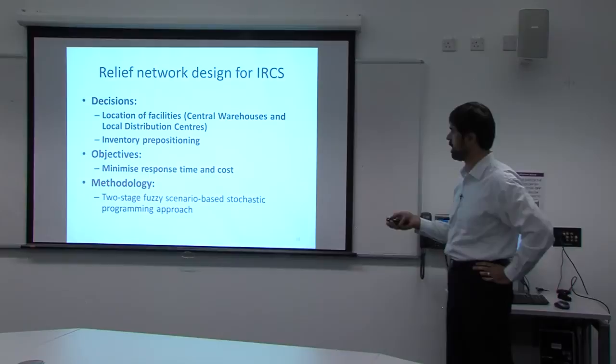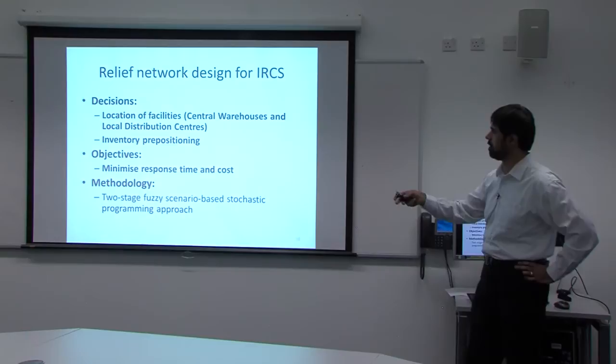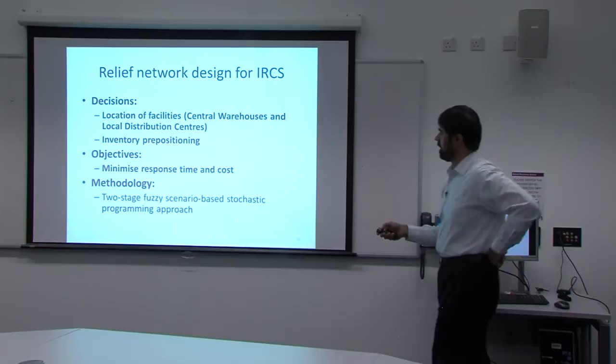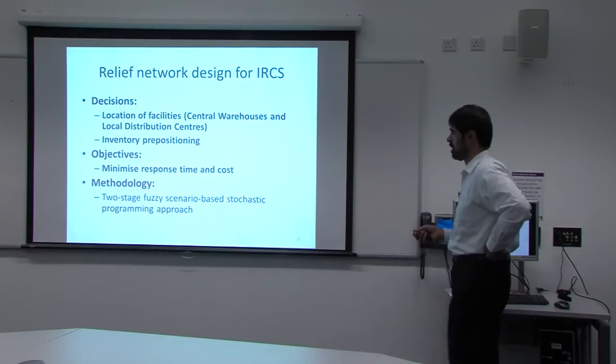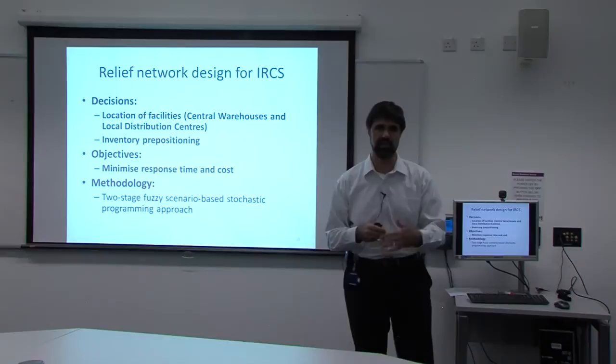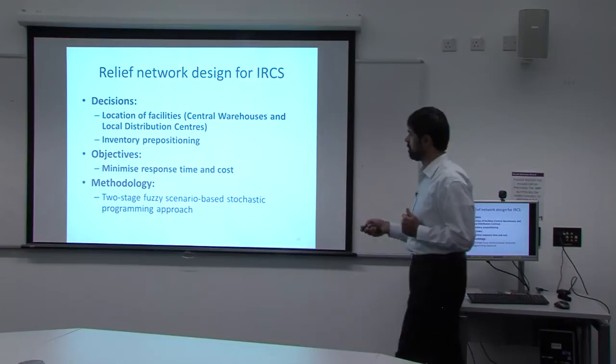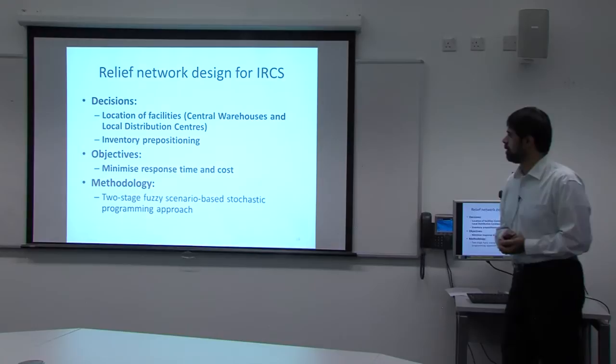The decisions we need to make in this problem are basically the location of facilities, central warehouses, and local distribution centers, where to locate them and how many, and what items to keep as inventory prepositioning. And the objectives are minimizing response time, which is the most important factor. We need to get the right item to the right people as fast as possible. So minimizing response time is very important, and cost, because we are dealing with a limited budget.